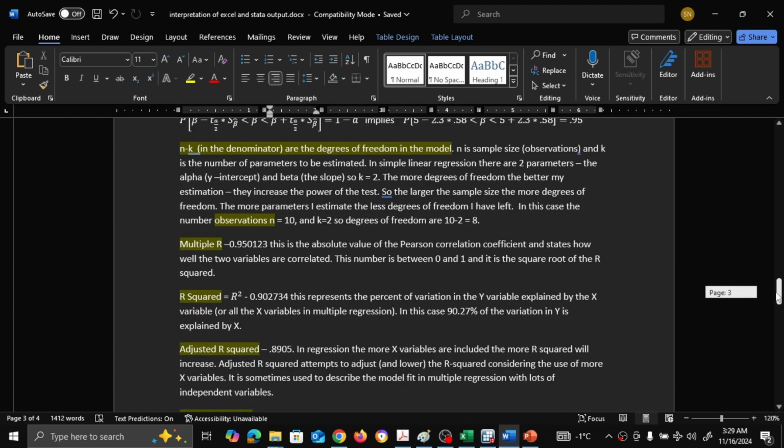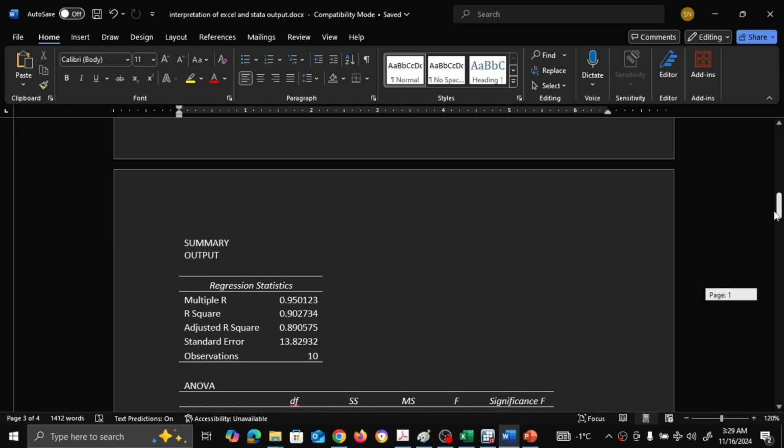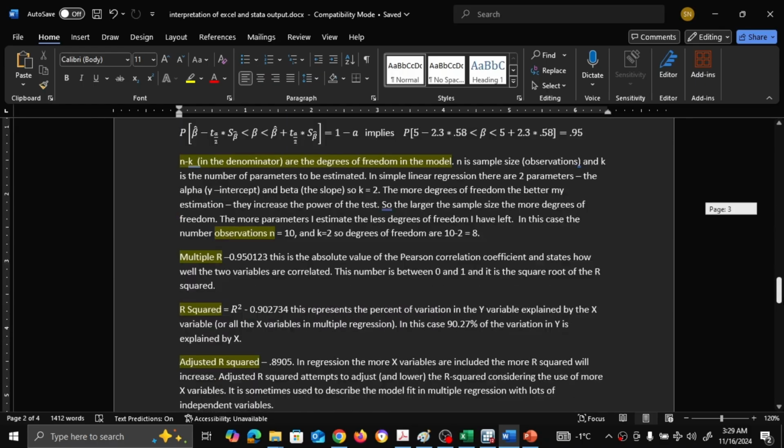But the table shows a few more things that you should also know. There is something called multiple R. This is 0.95, if you see. And it's right over here. Multiple R is 0.95.